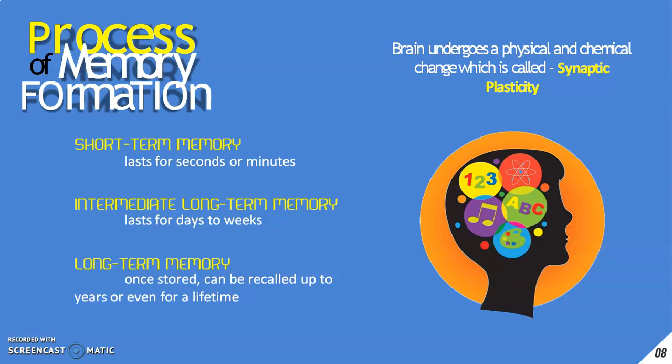Now let us see the process of memory formation. The brain undergoes a physical and chemical change which is called synaptic plasticity. Chemical means release of various neurotransmitters can be observed, and because of this, a strong link can be observed between the synapses. Based on this process of memory formation, we can classify it into 3 types, like short-term memory, which may last for seconds or minutes. Then we have intermediate long-term memory, which lasts for days to weeks, and long-term memory, which once stored can be recalled for years or even a lifetime.